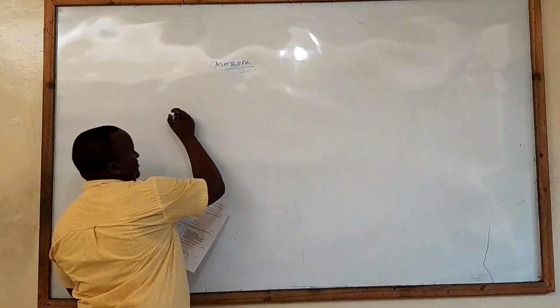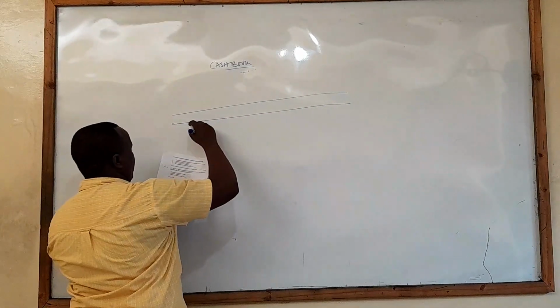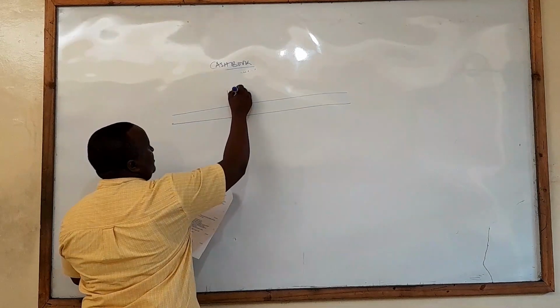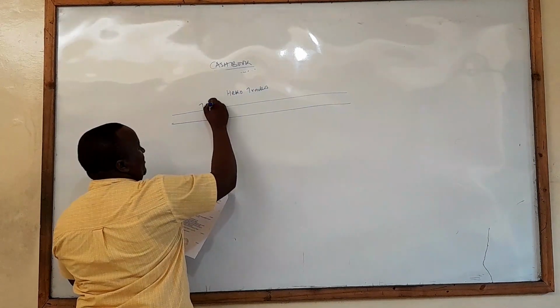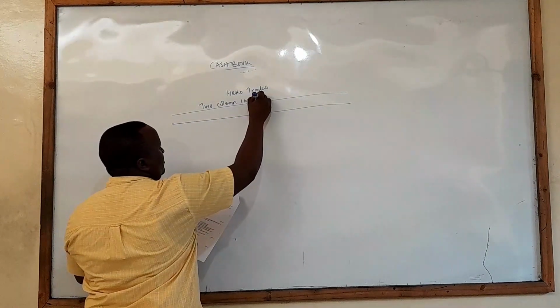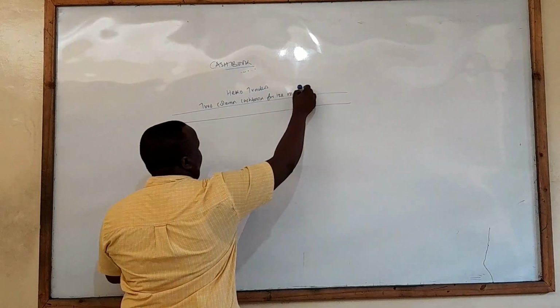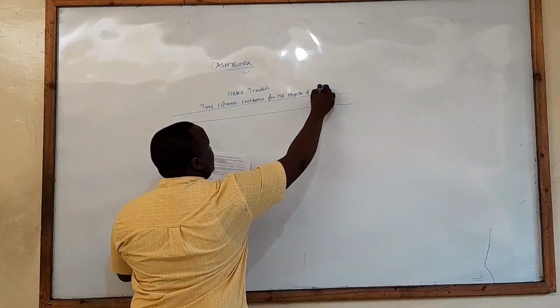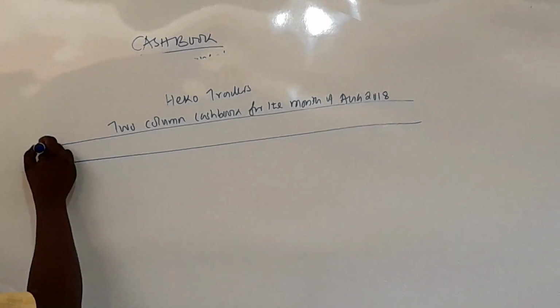So our 2-column cash book. This one is for Eco Traders. 2-column cash book for the month of August 2018. Let's say the cash book is a ledger.